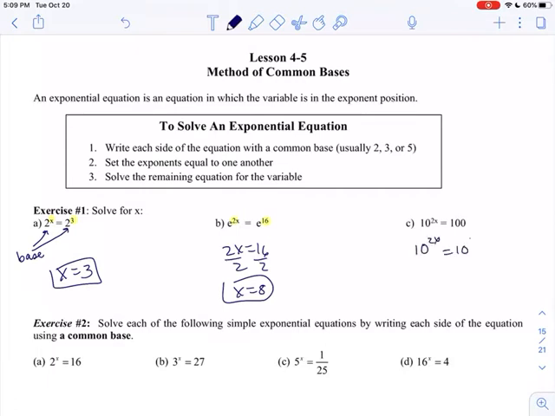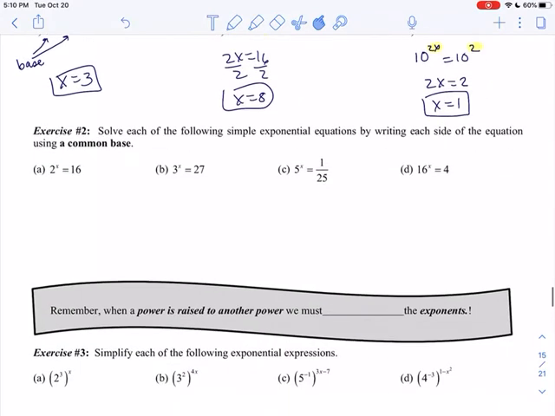Now the next one, C, I have 10 to the 2x equals 100. I don't have the bases the same, but I can easily write 100 as 10 squared. Now that the bases are the same, I can take those exponents and set them equal to each other and solve for x. So that's basically what I'm going to be doing on the next exercise. I have to get those bases to be the same, so I need a common base. That's why this is called the method of common bases. I get a common base, and then once the bases are the same, I can set the exponents equal to each other. So exercise 2a, I have 2 to the x equals 16.